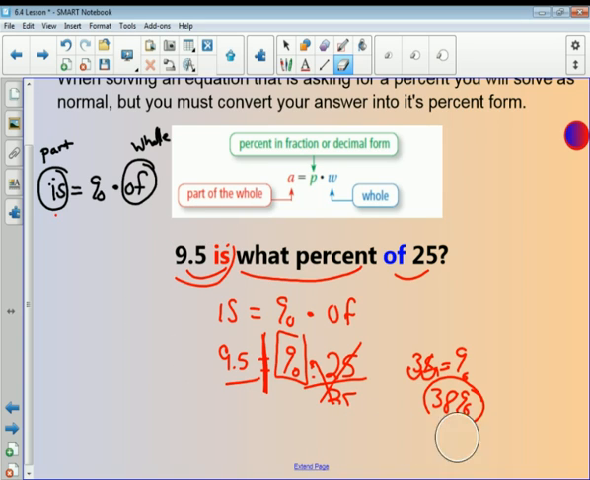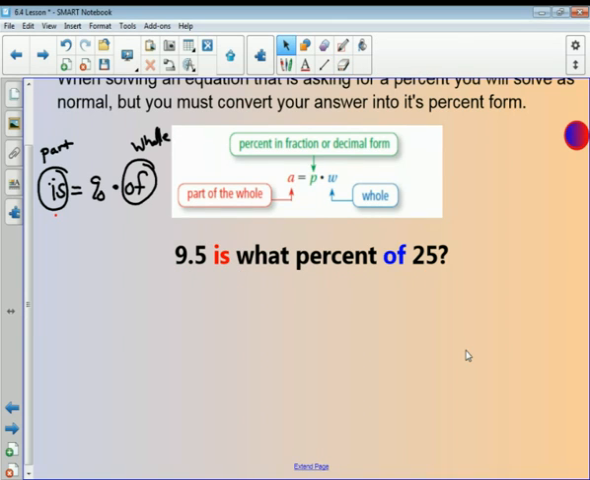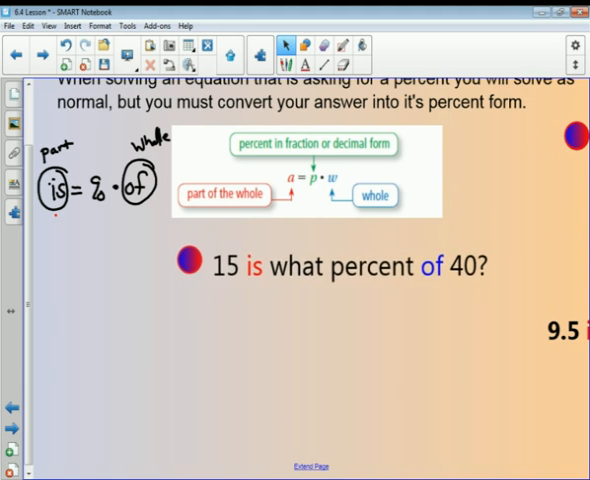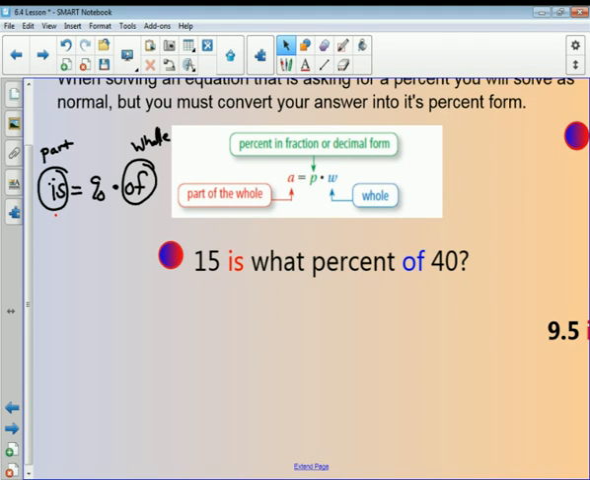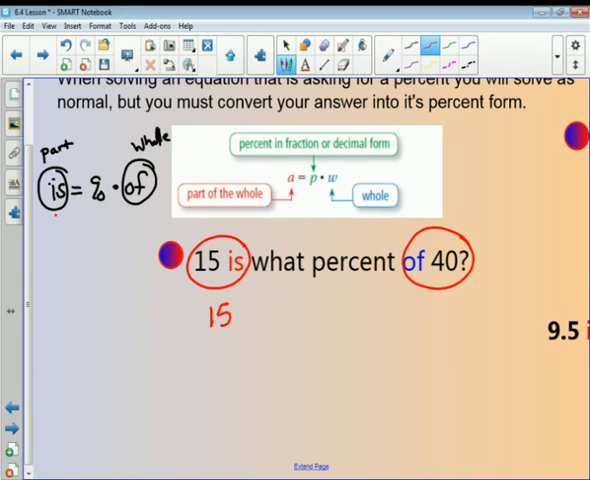All right, let's go ahead and try another one of these. Here's my is, here's my of, and you'll notice that they really do set these up left to right. But sometimes they don't, so that's why I want you to understand that where is is, that part is going to be the front part. So 15 is, so equals what percent? That's what I don't know, so I'll put the letter P to help me remember percent. Of, so times 40.